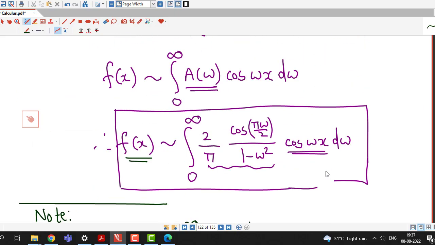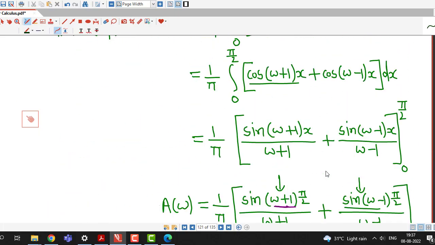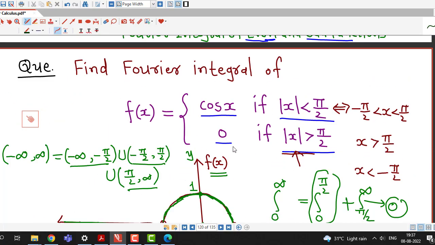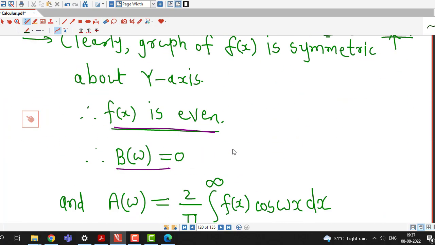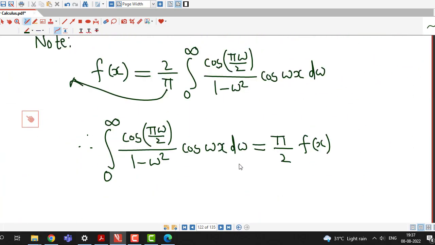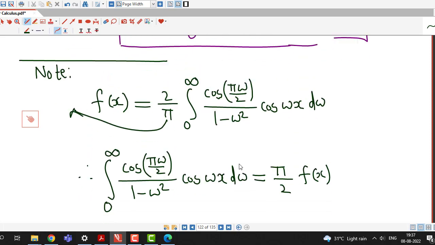Now what is f(x)? f(x) is cos x if |x| is less than π/2, and it is 0 if |x| is greater than π/2. So here I can write that value of f(x), and because we have not yet decided the points of discontinuity, we write it in this way. So I have this type of picture. This equality holds at those values of x where f(x) is continuous.